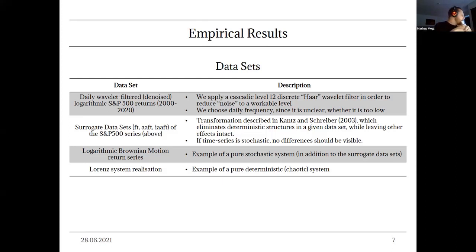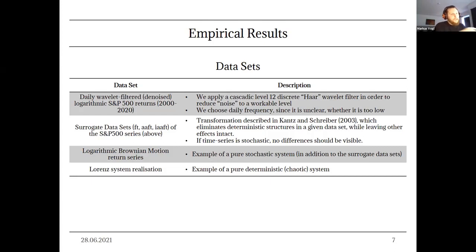So we used daily data to make a point that it is possible with the right tools and the right methods. Secondly, we use surrogate datasets, which is a transformation described in Kantz and Schreiber, which basically eliminates determinism within your time series. You reassemble your time series randomly using Fourier transformations, and so you literally destroy determinism in order to compare your original dataset with the surrogate datasets. Because if your original dataset is stochastic, you should see no difference between the surrogates and the original.